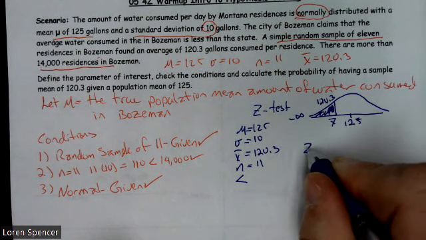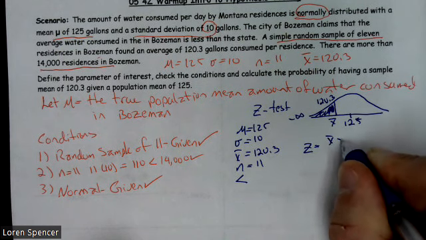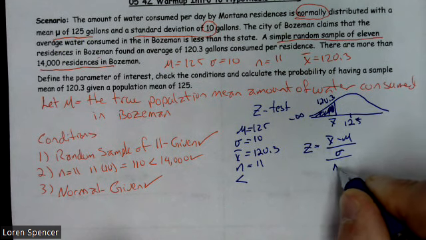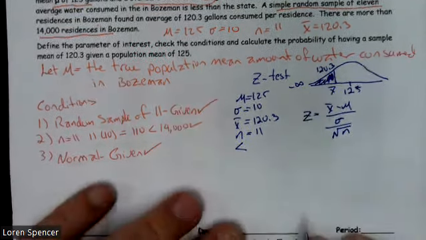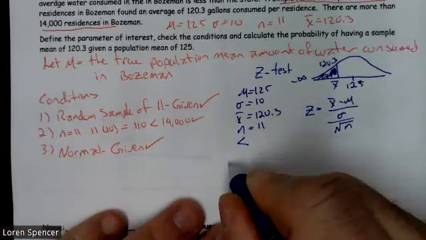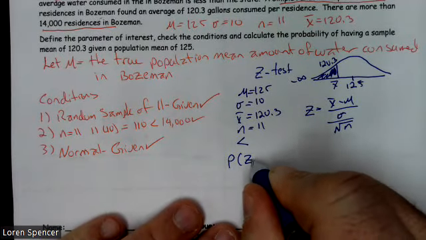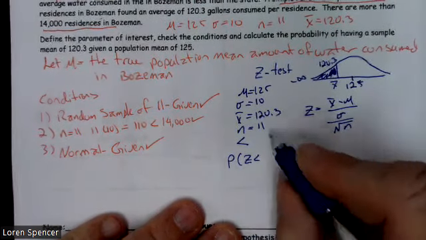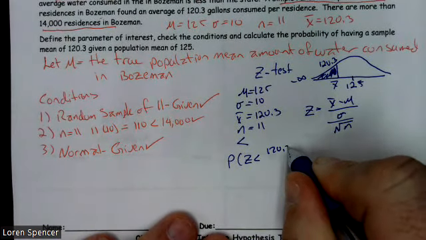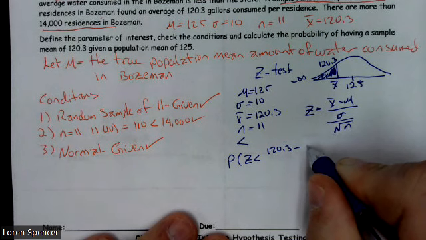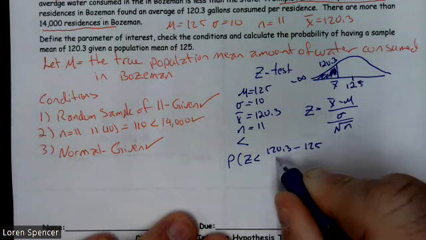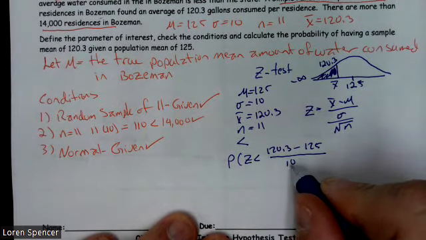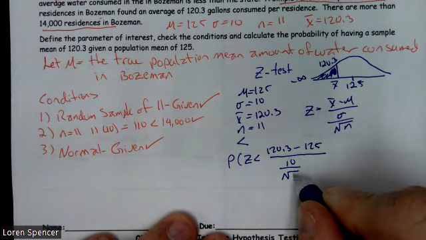Our formula for this is x bar minus mu, over the standard deviation divided by the square root of n. We're going to need to plug into that. And so we're going to want the probability that z, with the less than symbol, is 120.3 minus 125 over the standard deviation of 10 divided by the square root of 11.